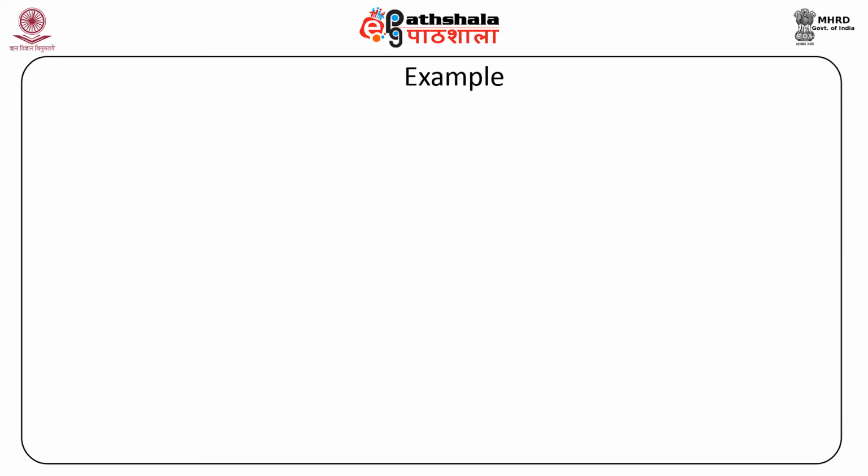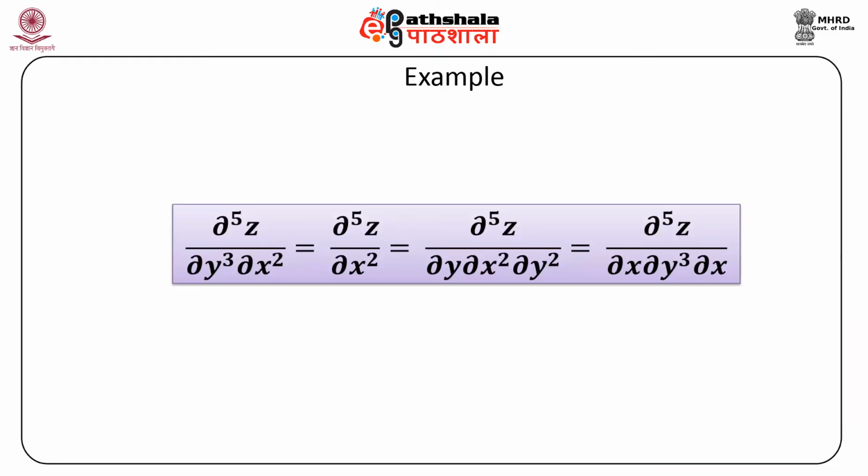Here is an example of Young's theorem: ∂⁵z/∂y³∂x² is equal to ∂⁵z/∂x²∂y³, which is equal to ∂⁵z/∂y∂x²∂y², which is further equal to ∂⁵z/∂x∂y³∂x, and so on. In each of these partials, a given function is differentiated 5 times, thrice with respect to y and twice with respect to x. The order of the differentiation is immaterial.